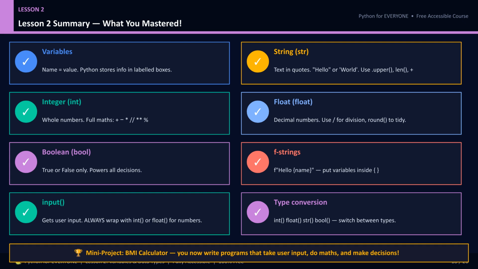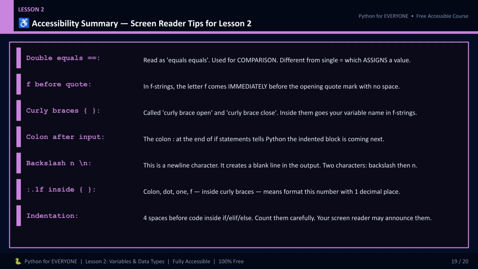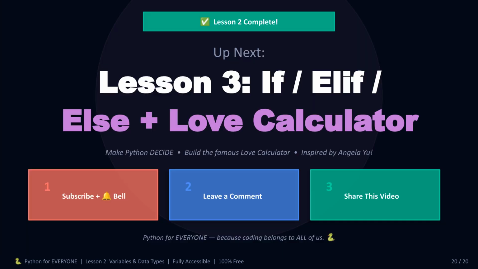In summary, you've mastered variables and the 4 main data types, along with input, f-strings, and type conversion. You are now able to write programs that take user input, perform calculations, and make simple decisions, like in the BMI calculator mini project. For screen reader users, remember that equals is used for comparison, and the colon indicates an indented block. Curly braces and the f in f-strings must be used correctly. Be mindful of indentation, which is 4 spaces, and may be announced by your screen reader.